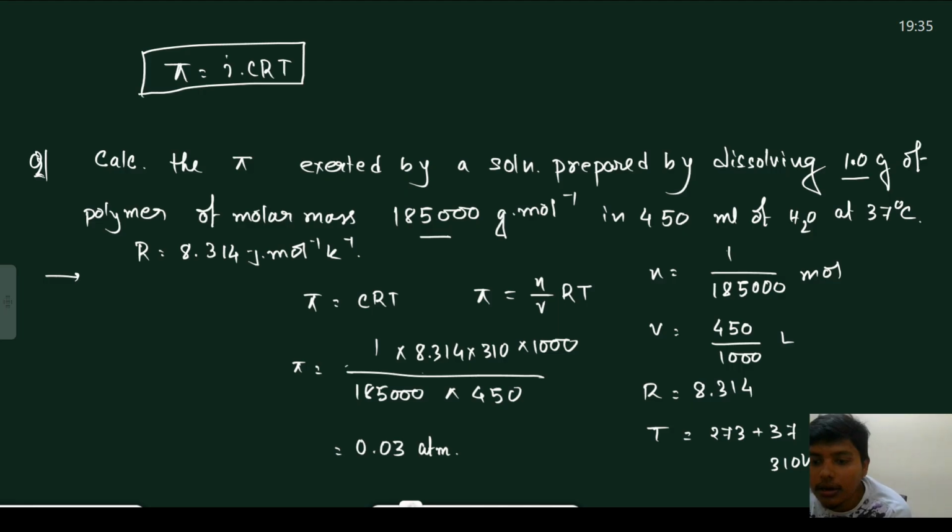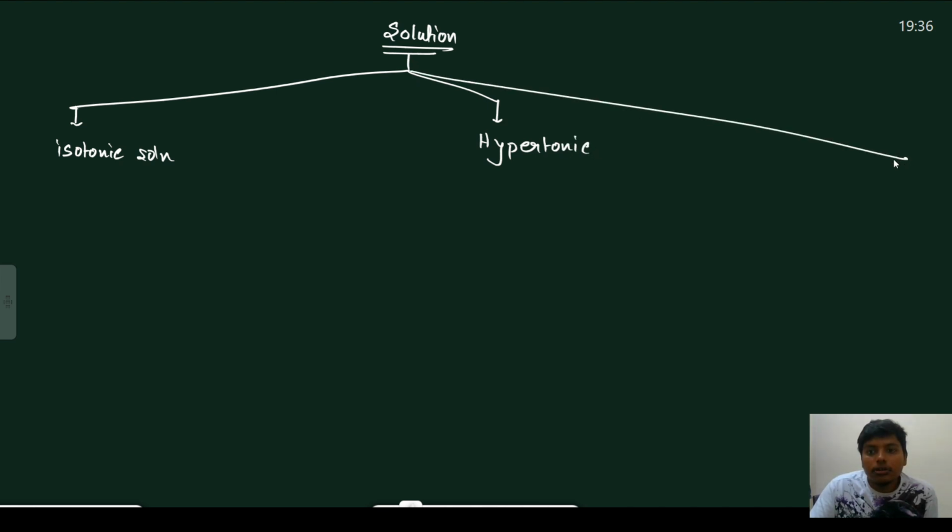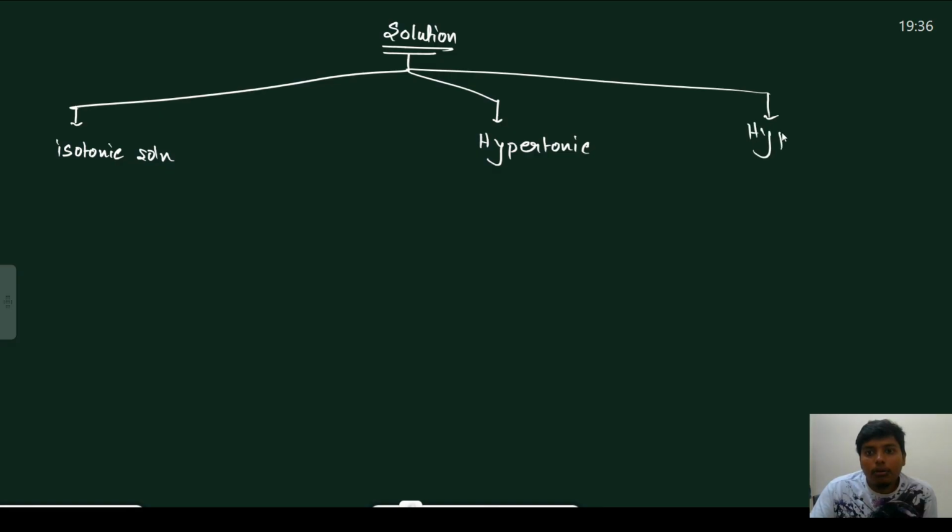Yes, sir. Now listen. Based on osmosis, there are three types of solution. One is called isotonic solution. One is called hypertonic solution. Another one is called hypotonic solution. Now, sir, what is isotonic? What is hypertonic?